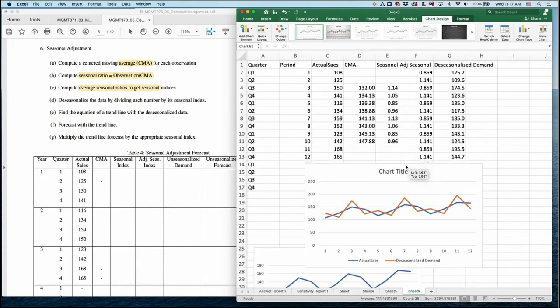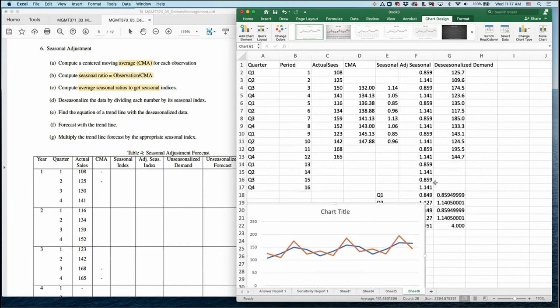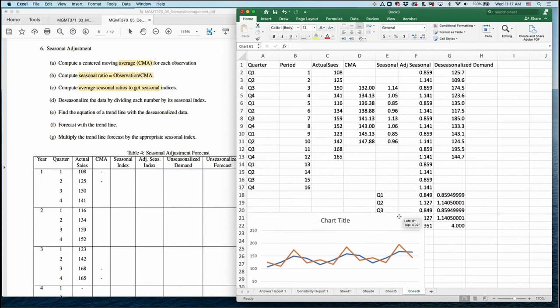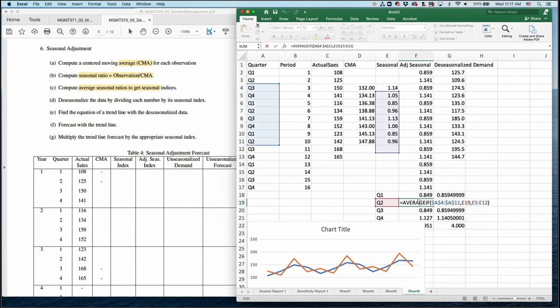Let me see. So I have some problem here. For Q1, I actually missed this range. So I missed this part. I'll draw again. Then I fix everything now.